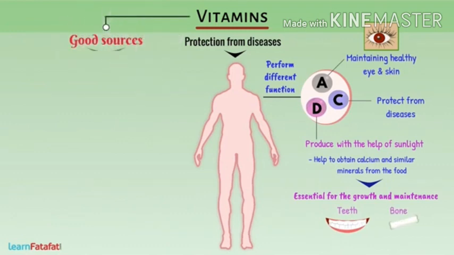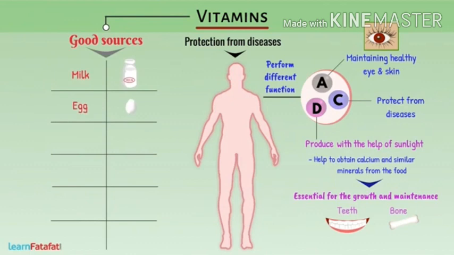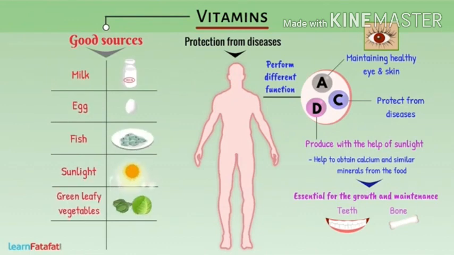Some sources of vitamins are milk, egg, fish, sunlight, green leafy vegetables, fruits, etc. But don't get direct sunlight because it is harmful; take it early in the morning at sunrise.